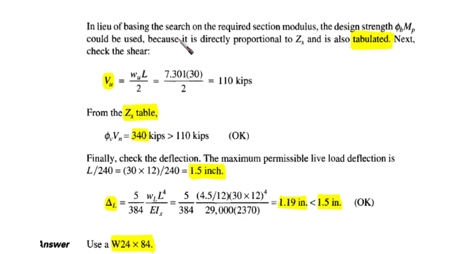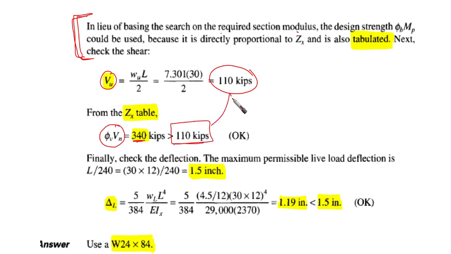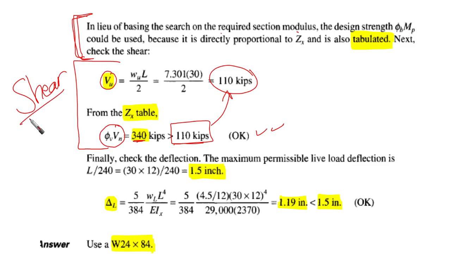In lieu of basing the search on the required section modulus, the design strength phi_b Mn could be used. Okay, sorry for this, this is from the previous part that I have discussed. Vu we obtained already. And from the Zx table, phi_v times Vn is 340 kips, which is much larger than 110 kips. So we are okay in terms of shear strength. So this is related to shear.